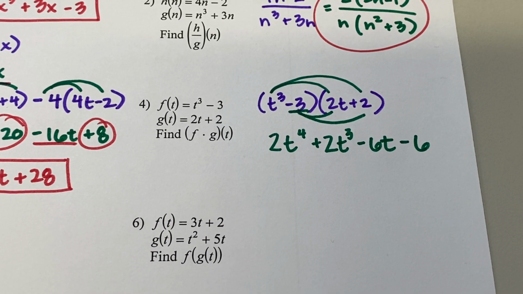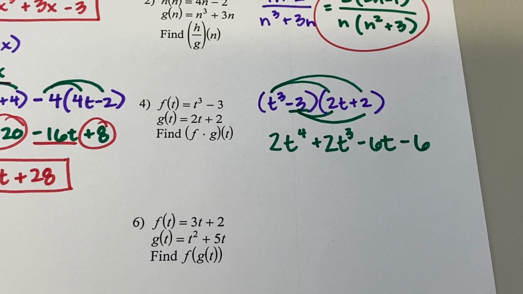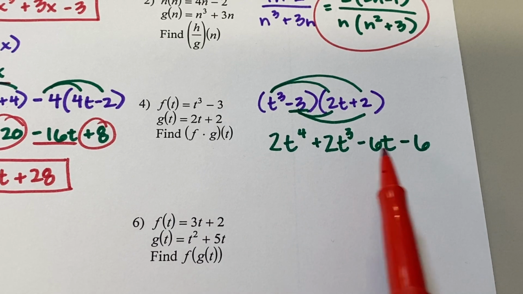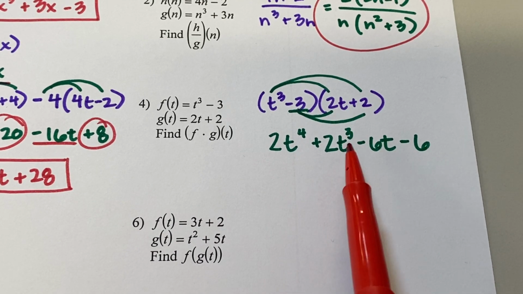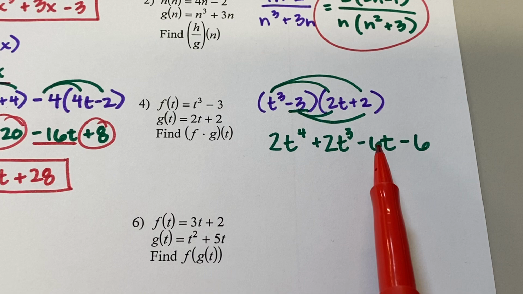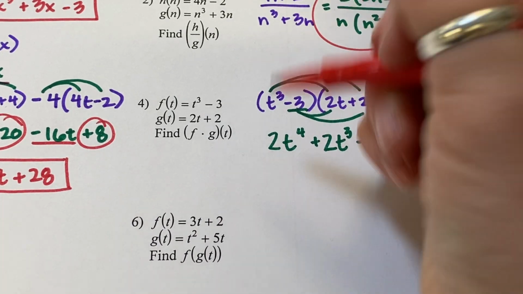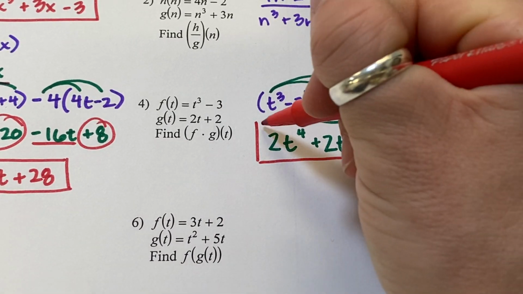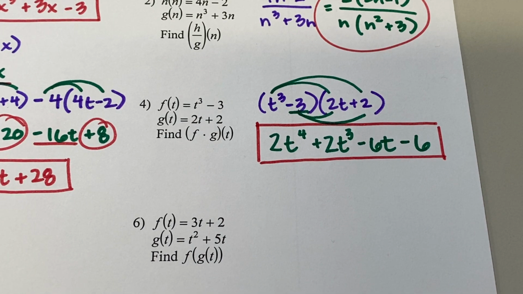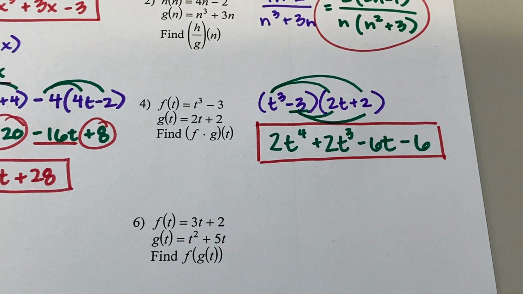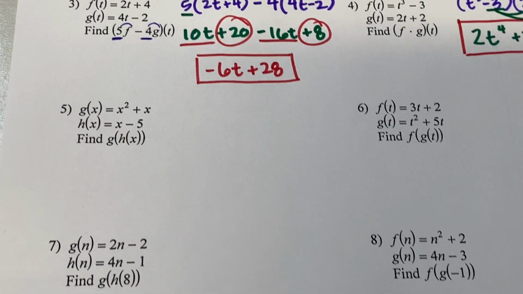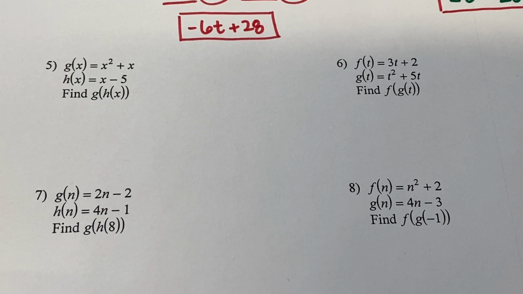Last thing you need to check is to see if you can combine any like terms. Well, I see a lot of t's here, but this one's to the 4th power, that one's to the 3rd power, that one's to the 1st power, that one has no t's, so none of these are like terms, so that guy is simplified. Beautiful.